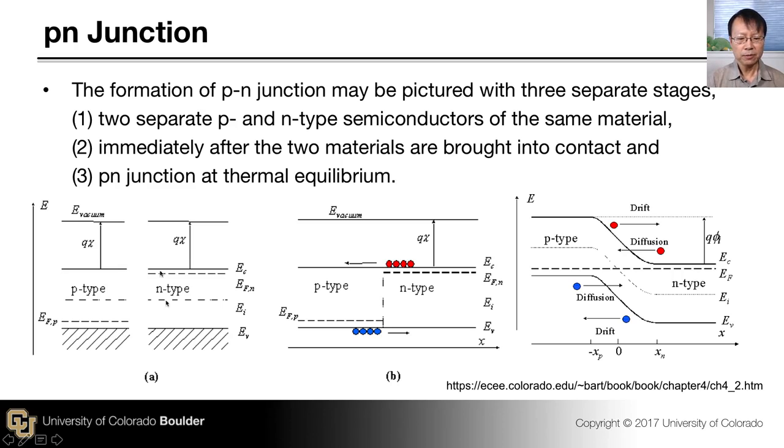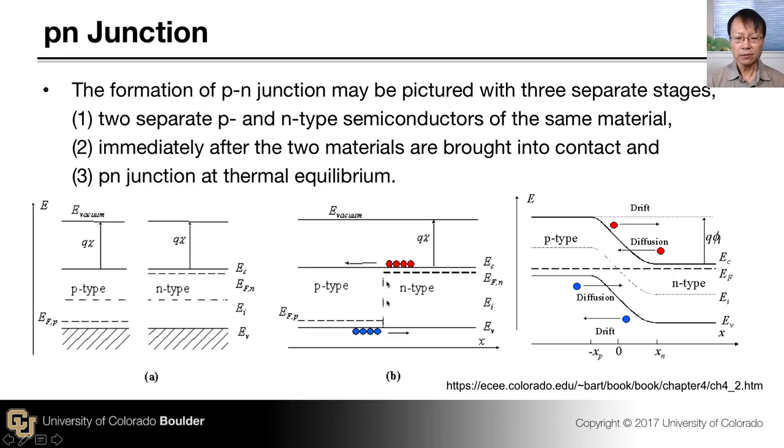Once you form a contact, immediately after forming the contact, electrons and holes have had no time to adjust. So the energy band diagram and the carrier concentration will remain the same as the isolated n-type material and isolated p-type material, as shown here.